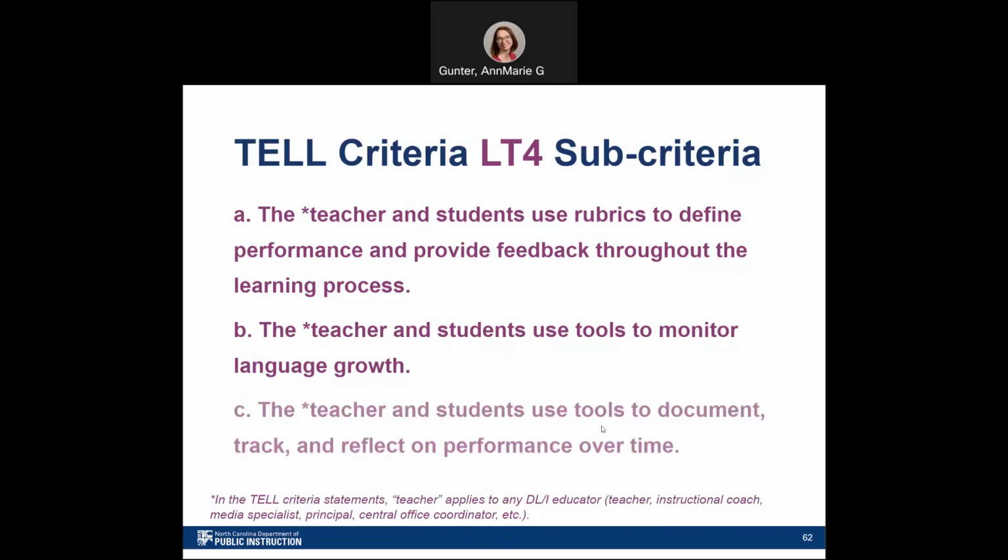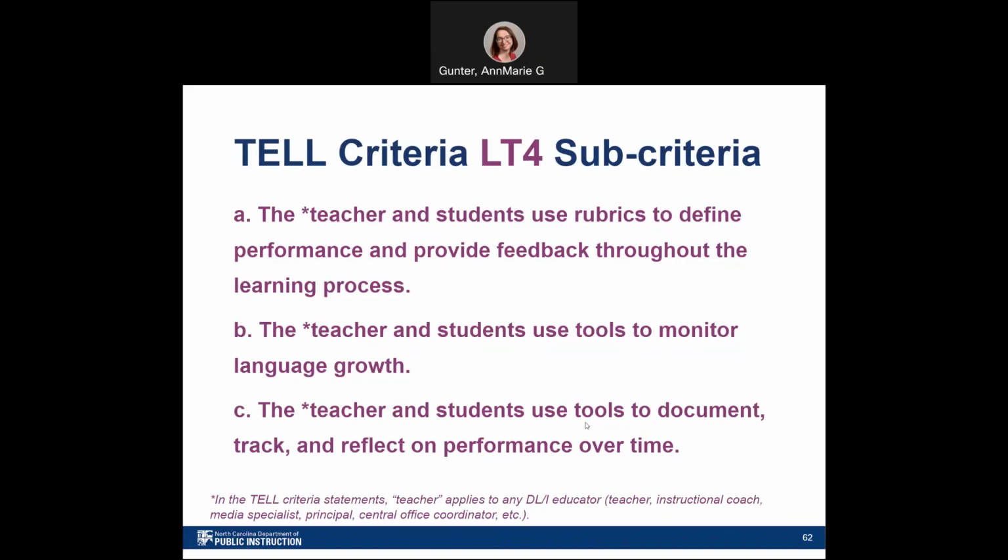C is the teacher and students use tools to document, track, and reflect on performance over time. And we're really focusing in here on language acquisition and language proficiency growth. Consider what tools you use, what examples of student work maybe you keep or you share with a student or keep in a portfolio for them to think about their performance over time. Also think about what you might share with parents or guardians or others, other teachers, for example, in different areas or different grade levels, or even with a program director if you have that kind of structure for your DLI program in your district.